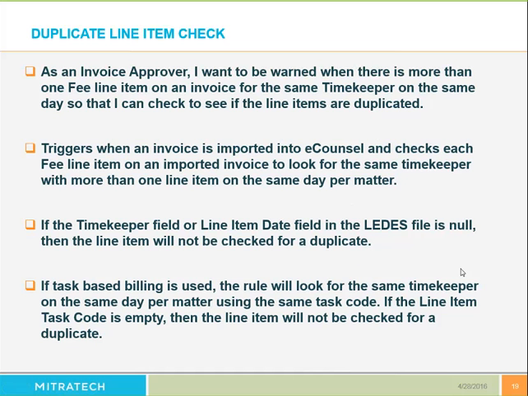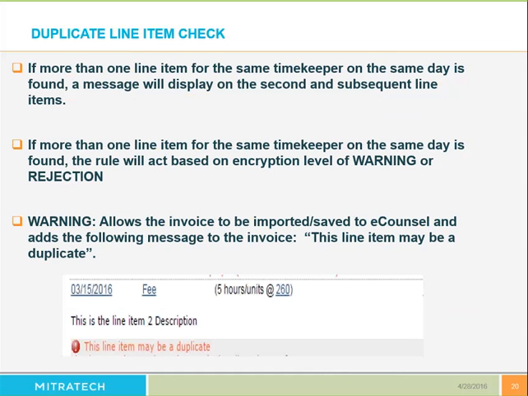If the timekeeper field or line item date are empty or null, then it's not going to check that line for a duplicate. If you're using task-based billing, in other words, if you're requiring task codes to be used with your fee line items, it is going to look at the task code as well to determine if it is a duplicate. If the line item task code is empty, then that line item will not be checked. This is an example at the bottom, and it will say this line item may be a duplicate.